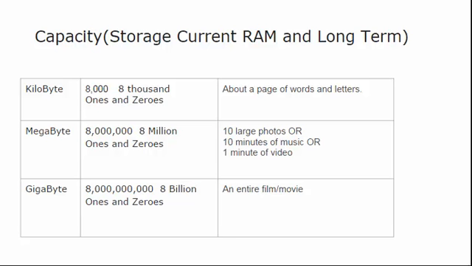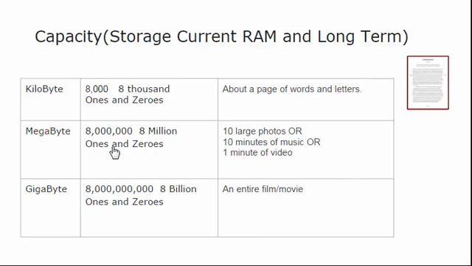So let's give you an idea of what capacity looks like when you're storing all these ones and zeros. If you are looking at a kilobyte, so now you know kilo is 1,000, that is equal to 8,000 ones and zeros. That's about a page worth of words and letters. So when you type up your essay, you've got a page worth of it. They're about 1 kilobyte.